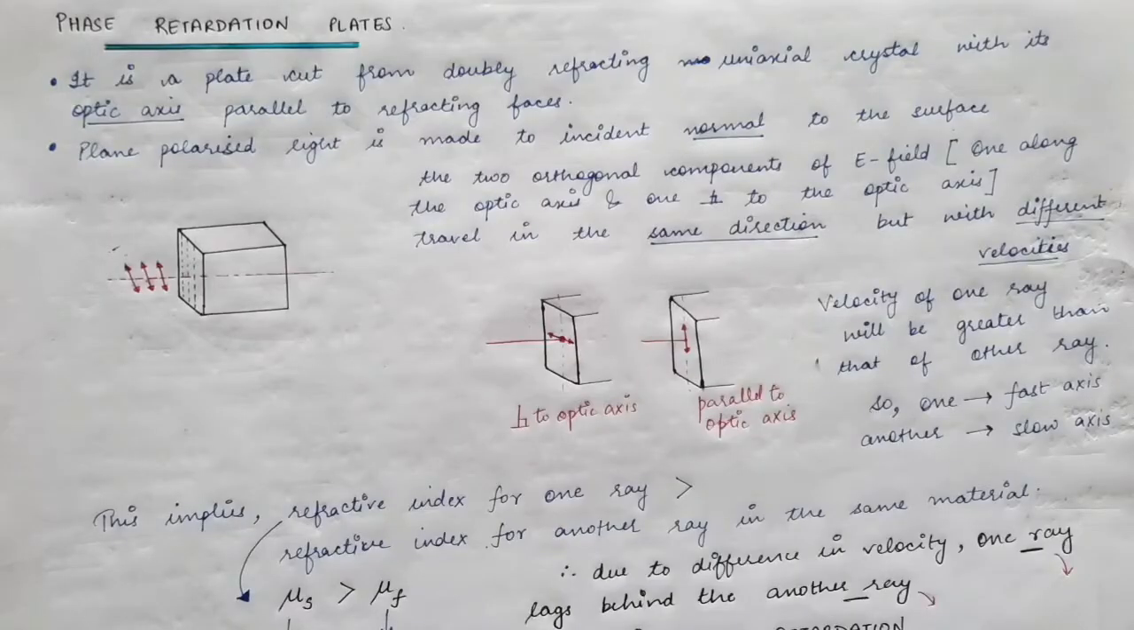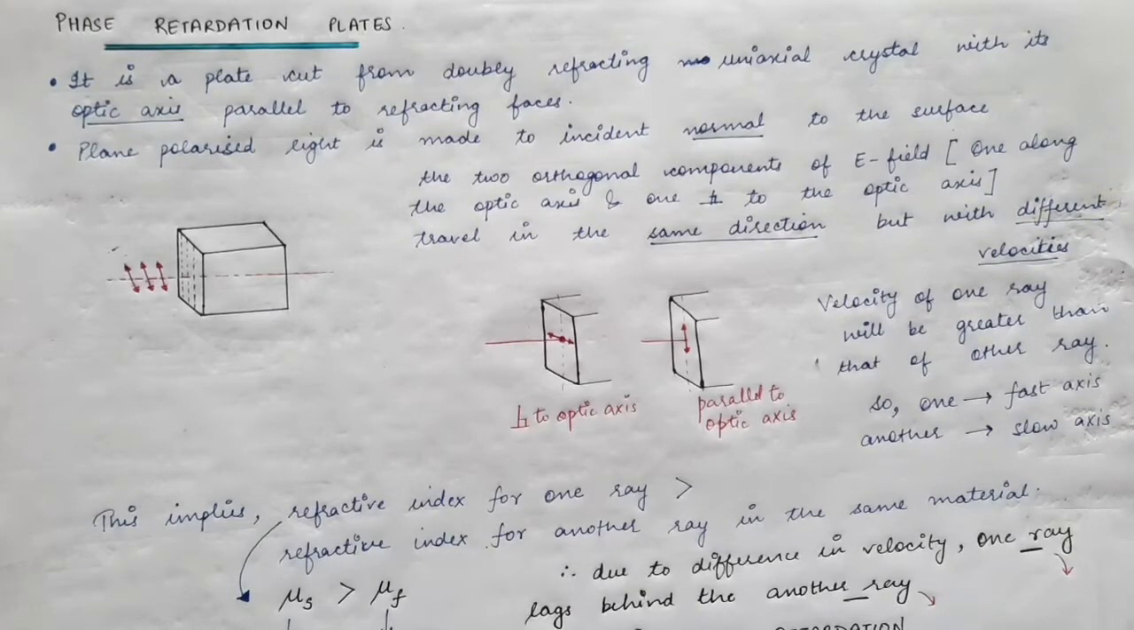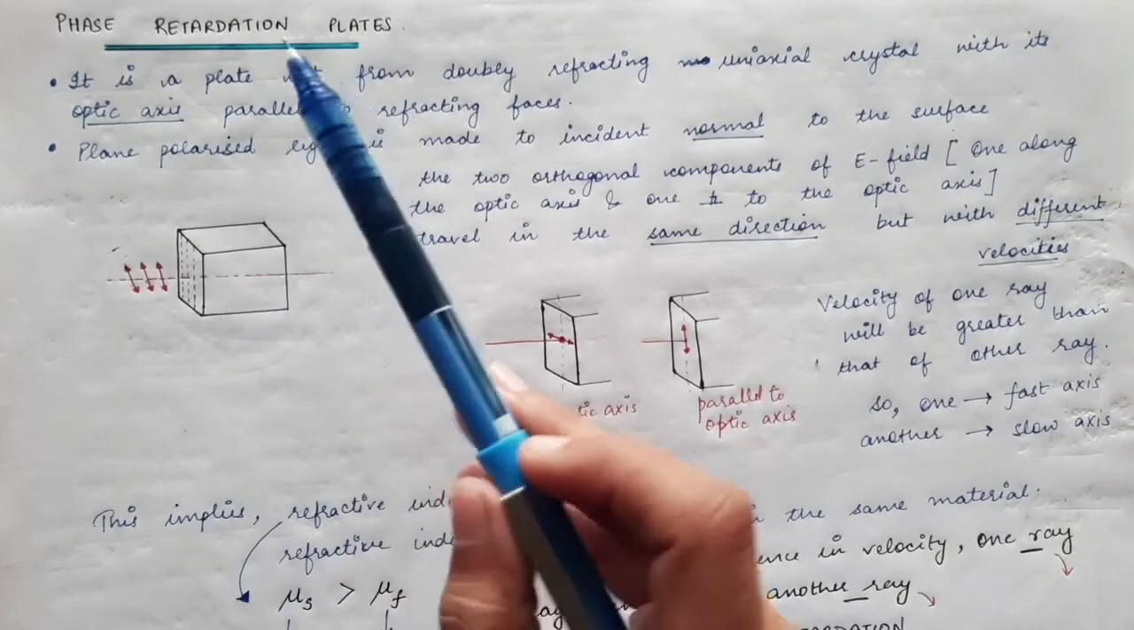Now we are going to see the last topic of this chapter, and that is the phase retardation plates. These retardation plates are used to change the state of polarization of the light, and we will see how these phase retardation plates work. So firstly, what are these phase retardation plates?